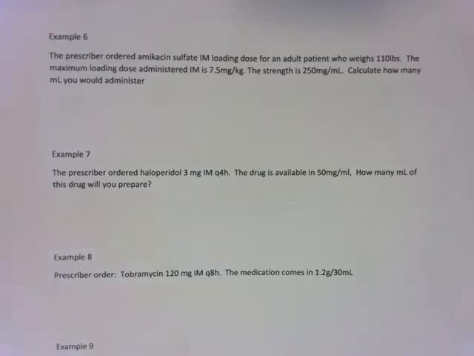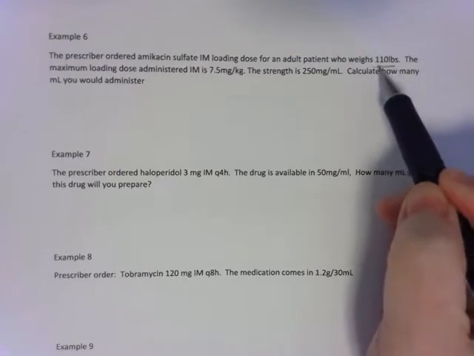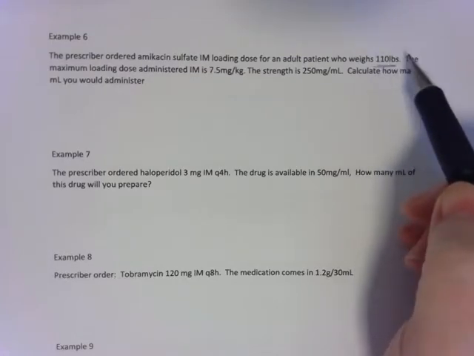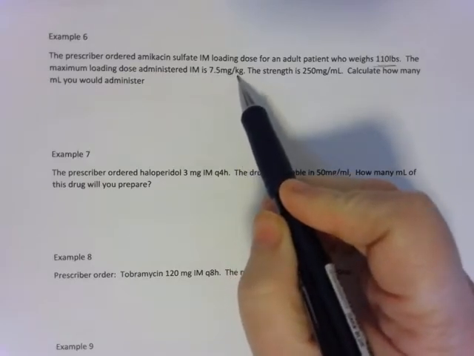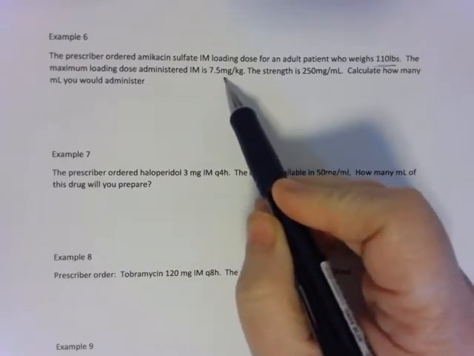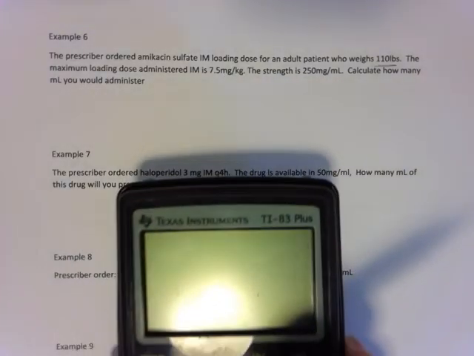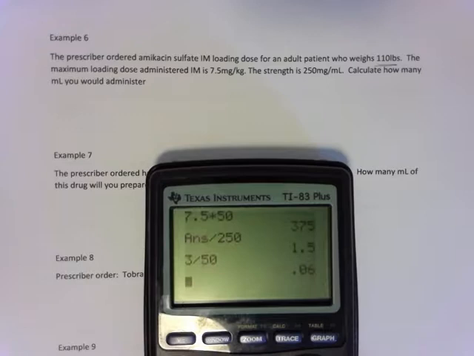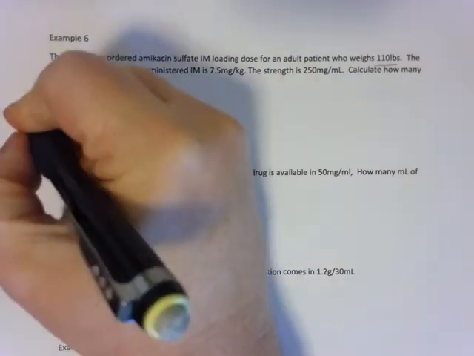For example 6, the very first thing I want to do is change my pounds to kilograms because the medication is a weight-based medication and they're giving it to us, the order in kilograms. So I'm going to take my weight of 110 pounds and divide that by 2.2. So I get 50 kilograms.